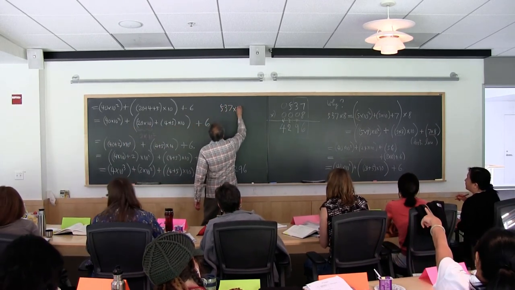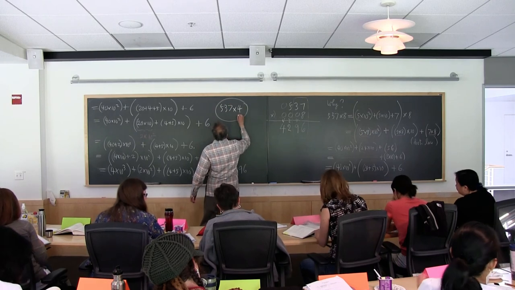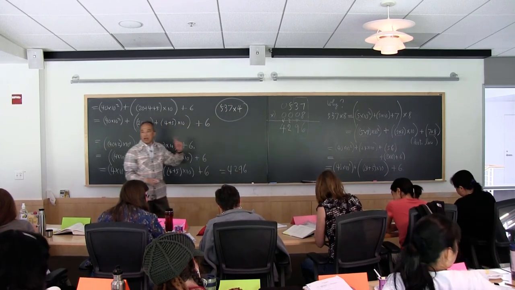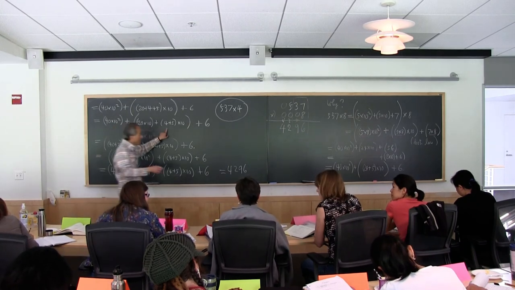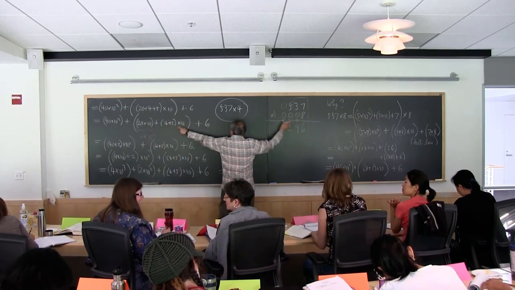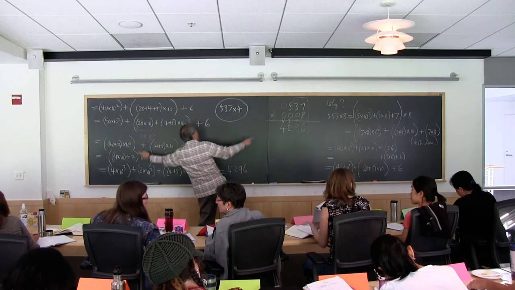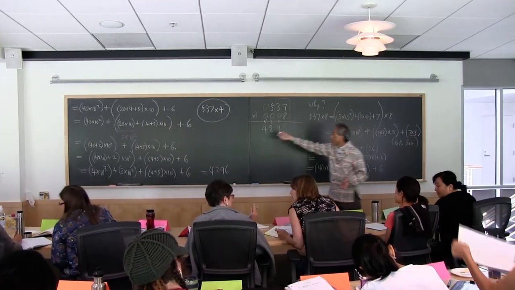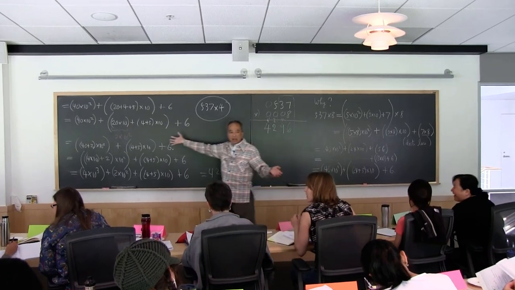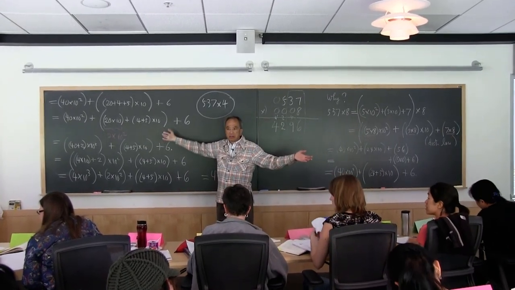537 times 4. Try this one, and point your fingers to say, here corresponds to what? This corresponds to what? And things like that. This is not complete; these are just numbers.